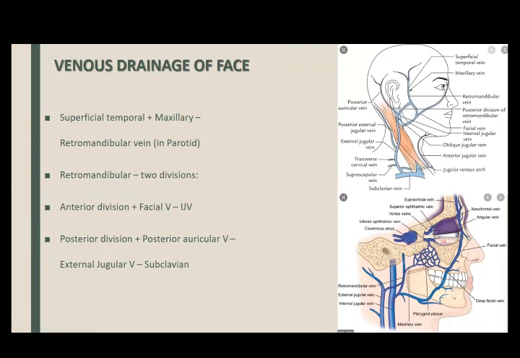So posterior auricular vein joins the posterior division of retromandibular vein, and the two together form this vein, which is the external jugular vein. And this external jugular, यहाँ पे देख लीजिए, posterior auricular joining the posterior division of retromandibular. ठीक है? And they make the external jugular. The external jugular ends in the subclavian vein. ये subclavian vein. ठीक है?